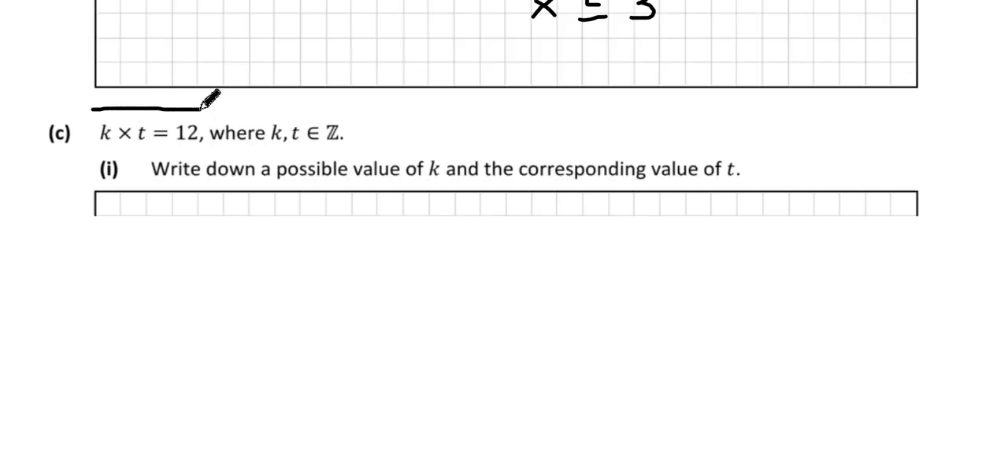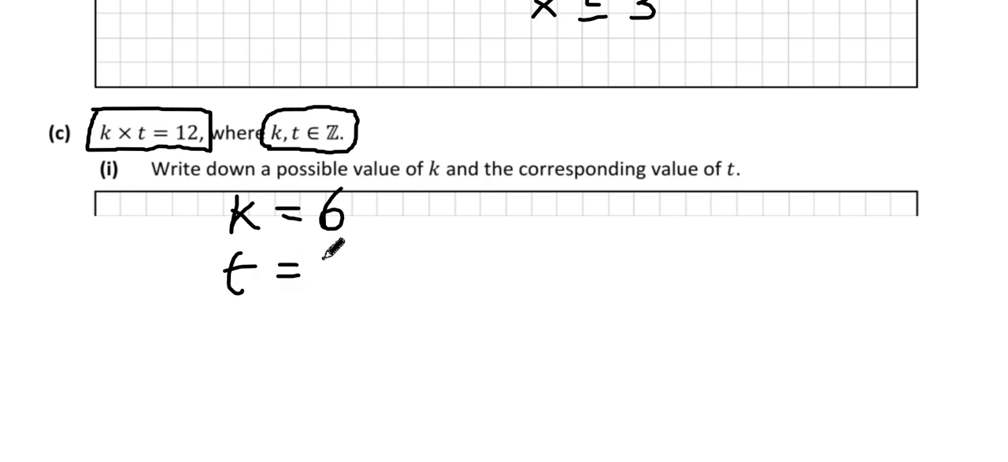What does this box mean? K multiplied by T is 12, and K and T are either positive or negative whole numbers. Pick two numbers that you think can multiply to 12. No, that's adding. There's an answer for you. K is 6, T is 2. What's another acceptable answer?